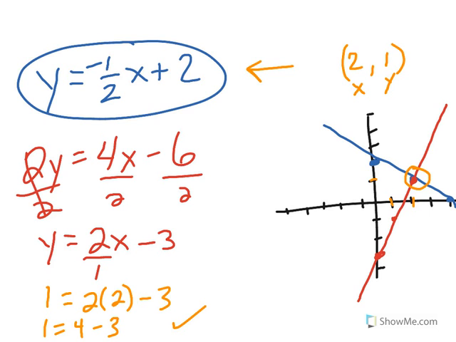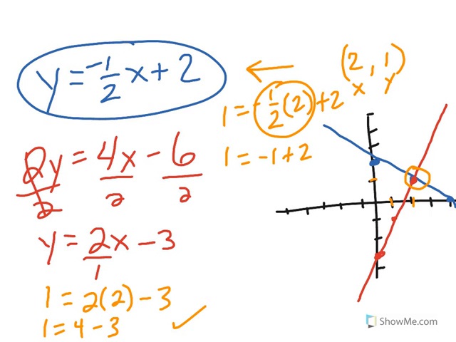So if I plug in my values, I get 1 for y equals negative 1/2, and then 2 for x plus 2. And what this tells me is, if I multiply those right there, I got 1 equals negative 1 plus 2. Is that a true statement? Yes. So this is a solution to that system of equations.